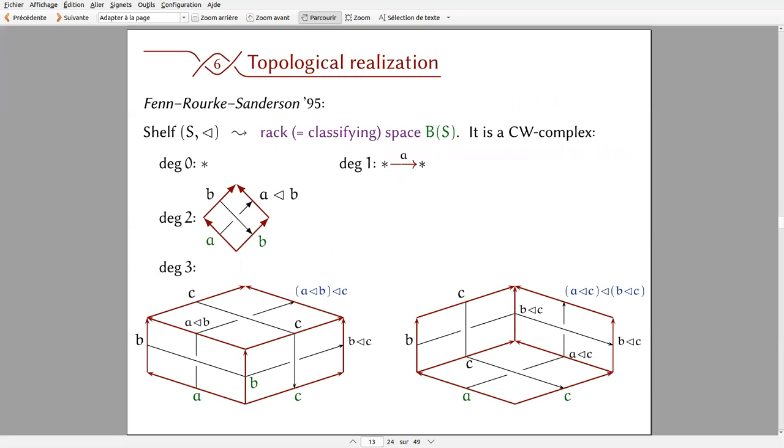So the first one is a topological realization. Starting from every shelf, you can construct an explicit topological space, which will be a CW complex, and it's called the rack space or the classifying space of your shelf. It's quite easy to construct. So in degree 0, you just take a point. In degree 1, you'll have an arrow for each element of your shelf. In degree 2, you'll have squares with the boundaries indicated like here, A, B, B, and A times B, with the orientations like indicated in the picture.